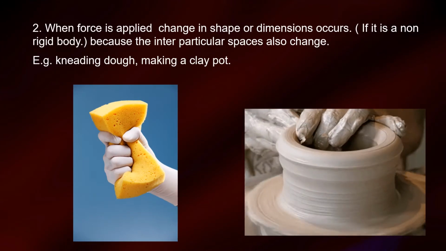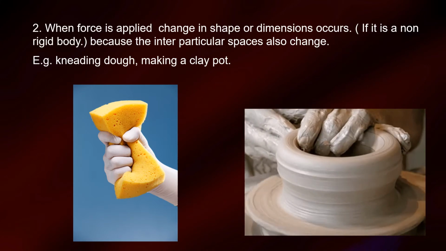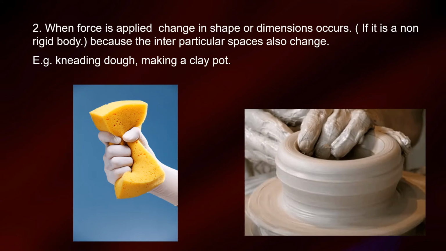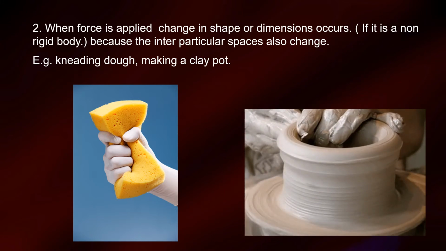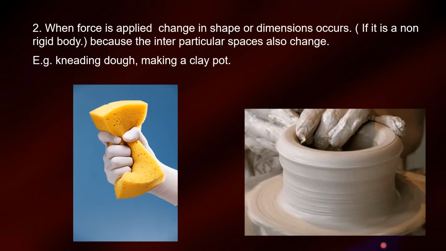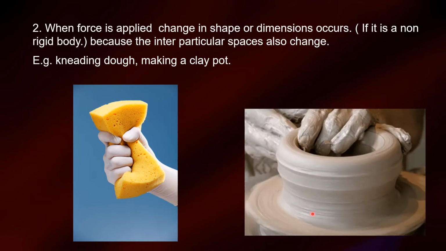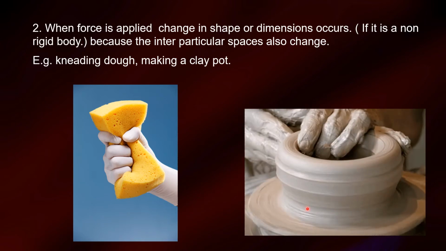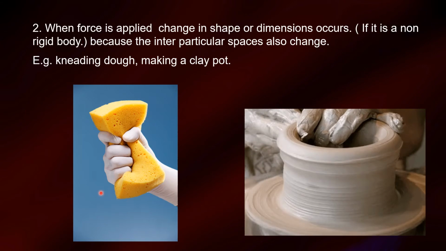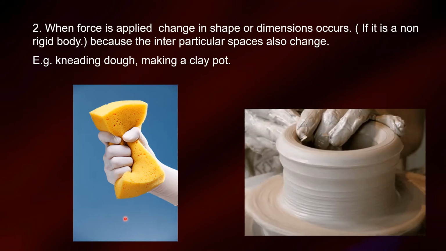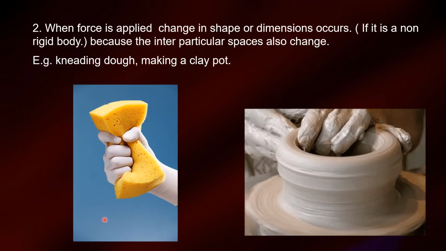The second effect of force is that when force is applied, change in shape or dimensions occur if it is a non-rigid body, because the interparticular spaces also change. Examples are kneading dough or making a clay pot. Here we see someone squishing a sponge and changing its shape by applying force. This can also fall under this category.